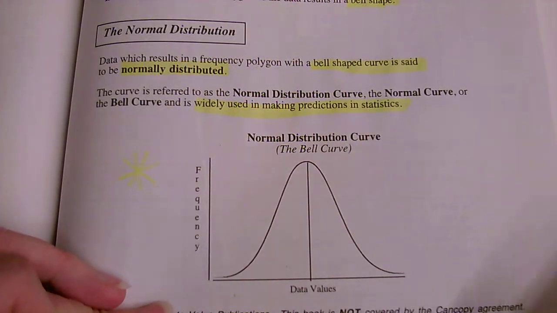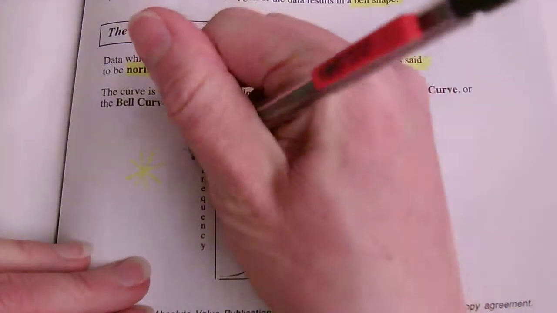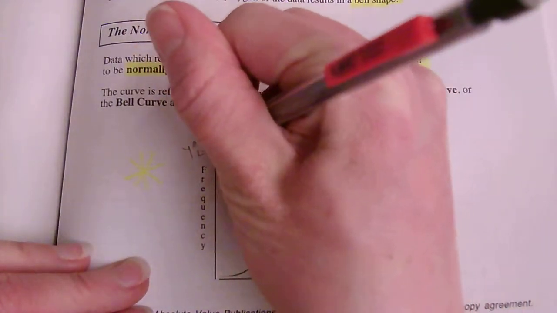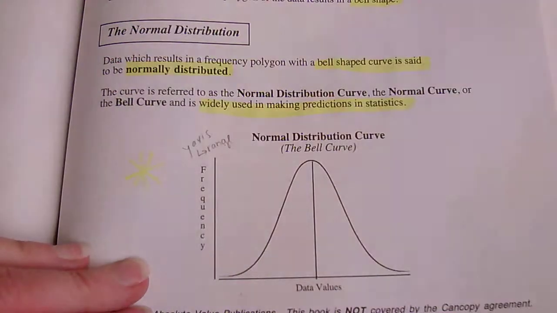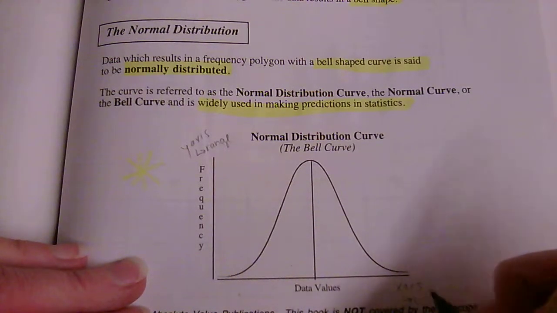Normal distribution curve. So frequency is on the y-axis, which remember, that's our range. And then the data values are on our x-axis, and that would have to do with domain.